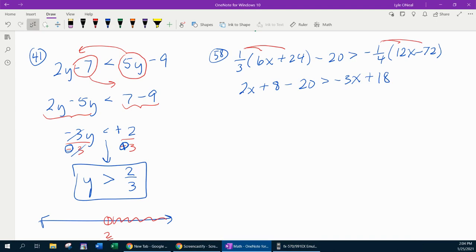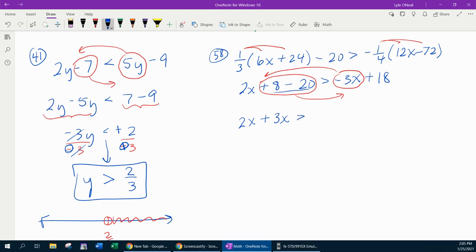Next step, I need to get all the x's together on the same side. So I'm going to bring the negative 3x over, and the constants are going to come back. Okay, so watch what happens here. I've got my 2x comes down. My negative 3x becomes plus 3x greater than.